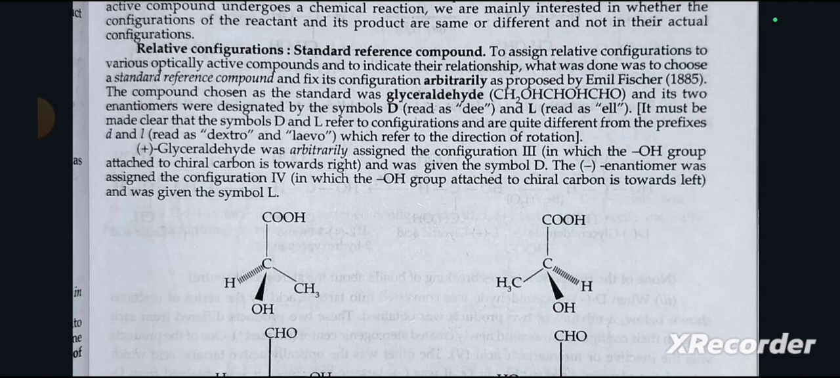To assign relative configurations to various optically active compounds and to indicate their relationship, what was done was to choose a standard reference compound and fix its configuration arbitrarily, as proposed by M. L. Fisher in 1885. The compound chosen as the standard was glyceraldehyde, CH2OH CHOH CHO, and its two enantiomers were designated by the symbols D and L. It must be made clear that the symbols D and L refer to the configuration and are quite different from the prefixes d and l, read as dextro and levo, which refer to the direction of rotation.